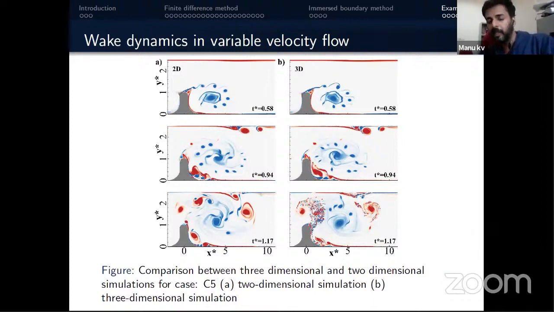So we are ready to complete the three-dimensional code. For performing a three-dimensional simulation, we use an openly available Fortran-based code called Incompact 3D. So we can see the difference between a 2D simulation and a 3D simulation.